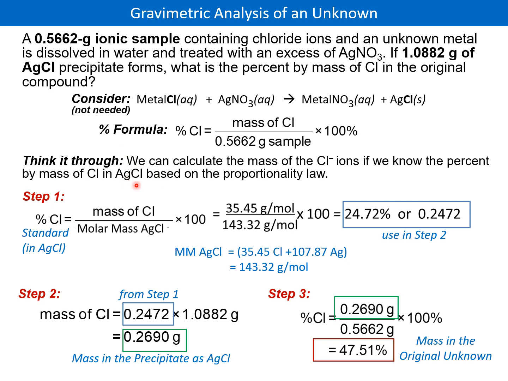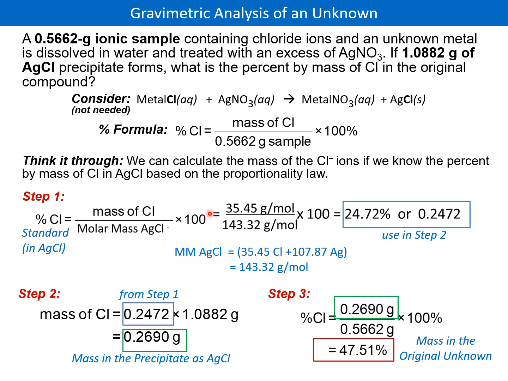All right, so here we go. We can calculate the mass of chloride ion if we know the percent by mass of chlorine in silver chloride. That's the key. Let me repeat that. If we know the percent chloride in a known silver chloride sample, we can then use that information to calculate the amount of chloride in the unknown. So step one here is to calculate the amount of chlorine in silver chloride. And that's a theoretical calculation.